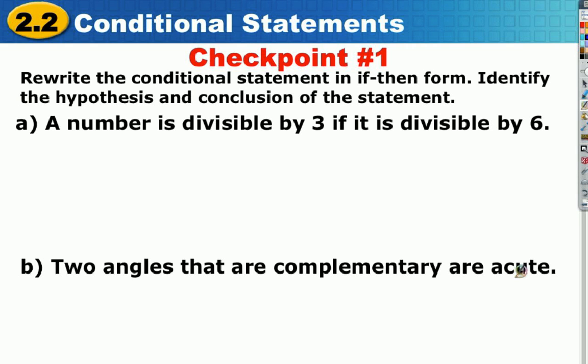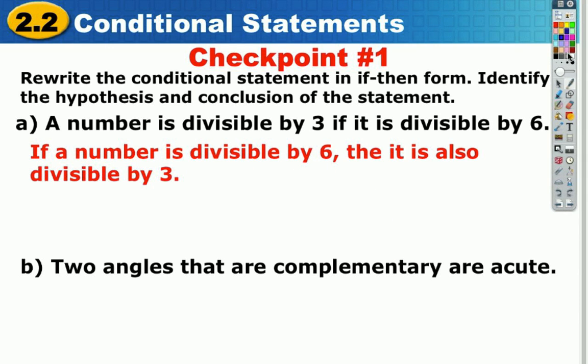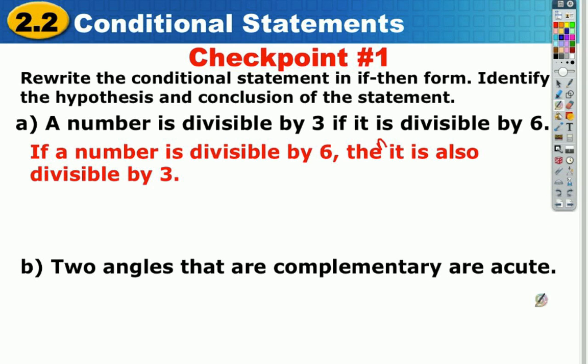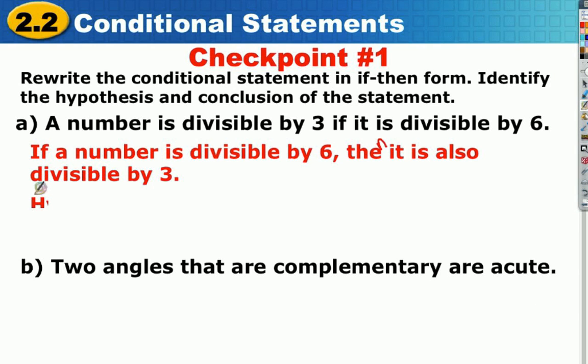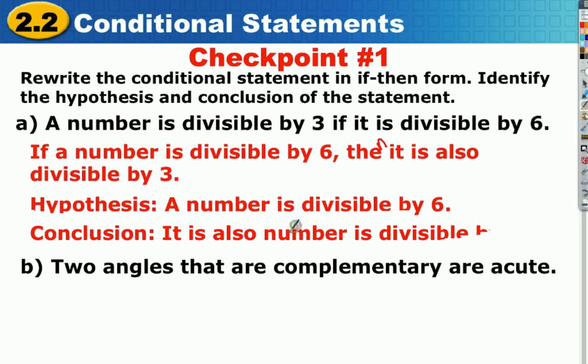What did you put, Janae? Same exact thing? So that's pretty much what I put. If a number is divisible by 6, then, I should say then, I apologize for that typo, then it is also divisible by 3. Sorry about that. And so the hypothesis and conclusion, once you get that, should be pretty basic for you at this point.